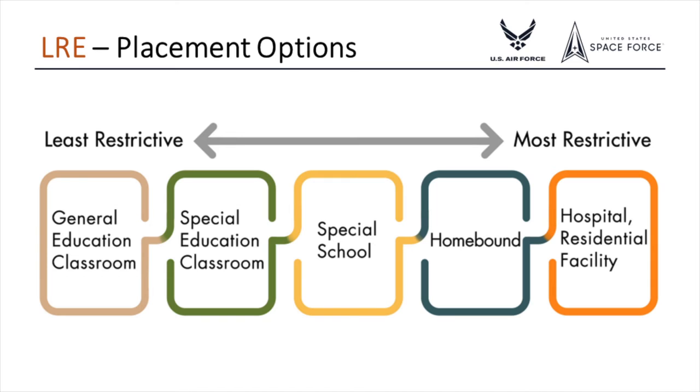The least restrictive environment means that your child is in a general education classroom. But perhaps your child needs some or all of their educational instruction in a special education classroom. Your child may need a special school or be in a homebound setting. The most restrictive environment would be in a hospital or residential setting.